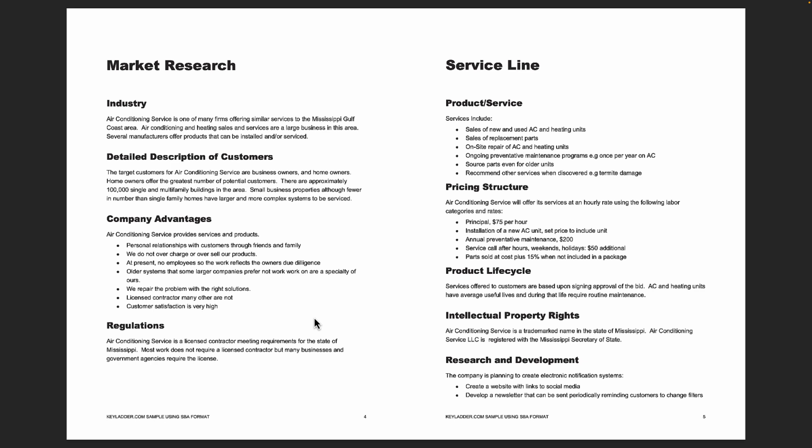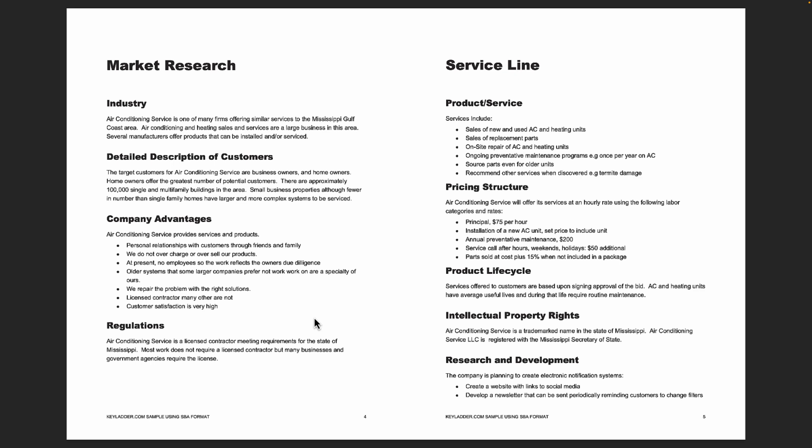Then we get into market research, and this might sound daunting for you, but as you go through it, I think you'll understand that it really isn't. You've picked an industry that you're working in, the air conditioning service. There are many firms in that business, and whatever business you've chosen, there may be some competition there as well. Just lay that out. There's air conditioning and heating sales and services, or it's a large business in the area. Lots of opportunities, essentially, is what that's saying.